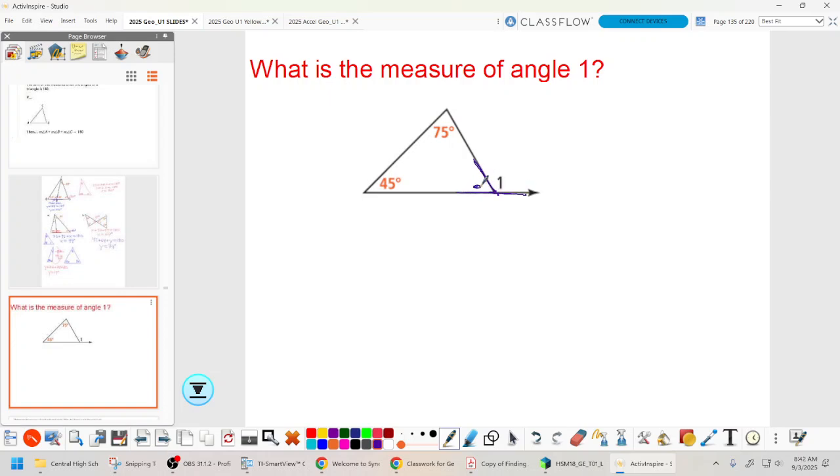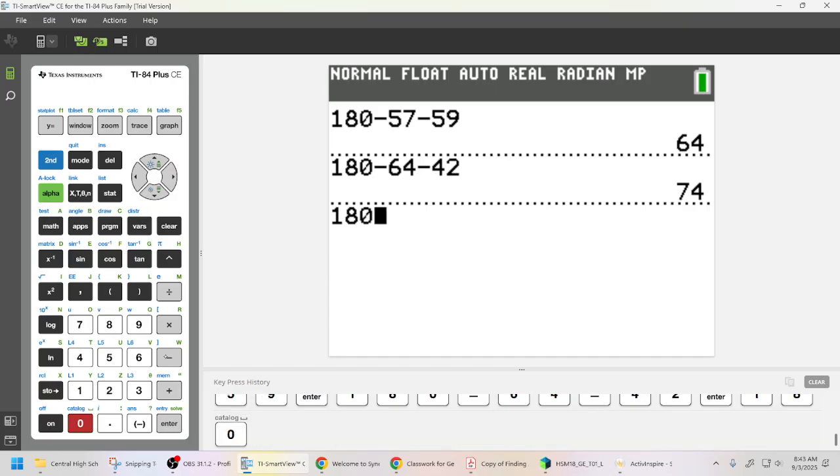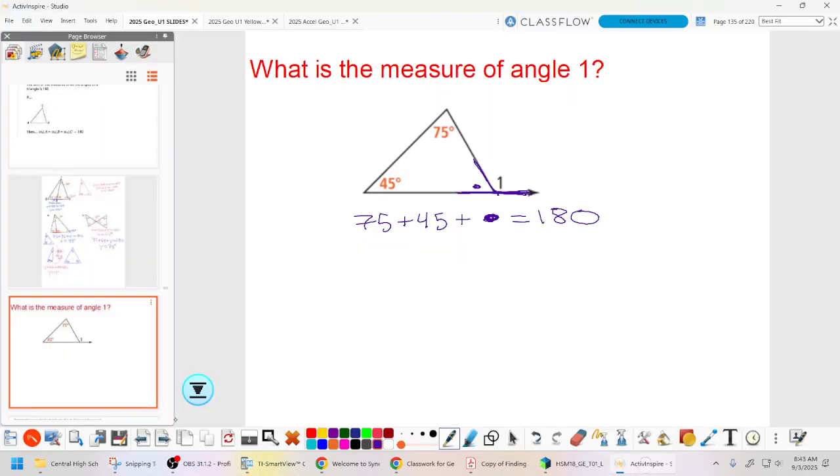So what do these two angles add up to? The dot and the 1 add up to 180. Okay, but we don't know the dot and we don't know 1, so we're not quite there yet. But we could find the dot angle by doing what? Okay, so it's just another triangle system, and we're just going to add those together. So 180 minus 75 minus 45, and so that dot angle is 60.